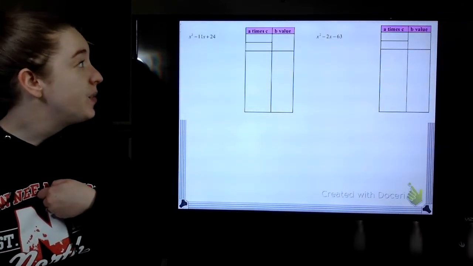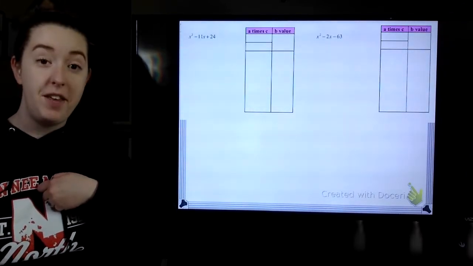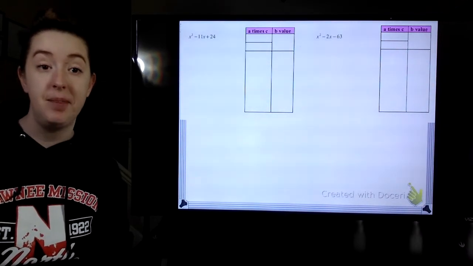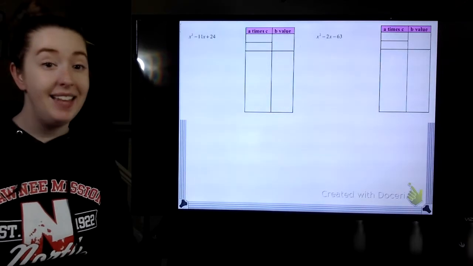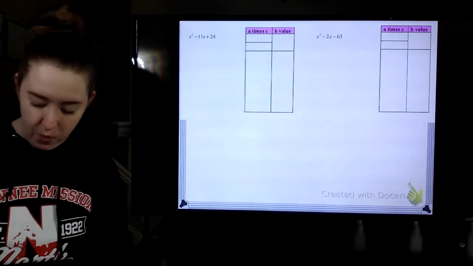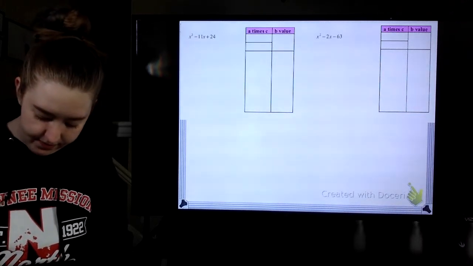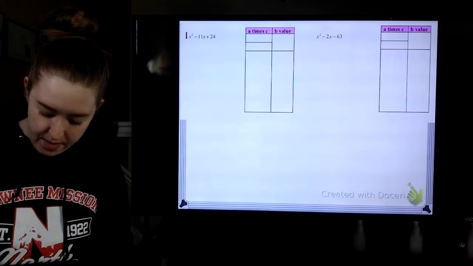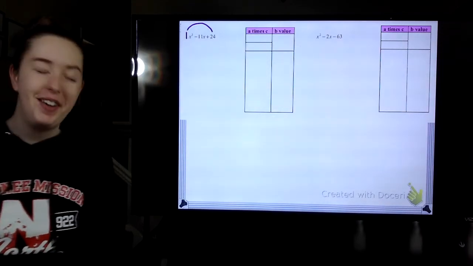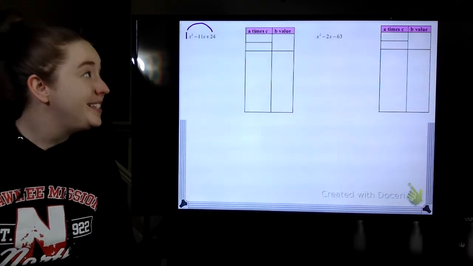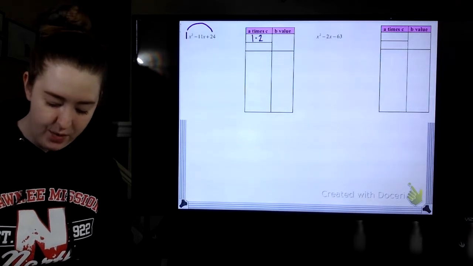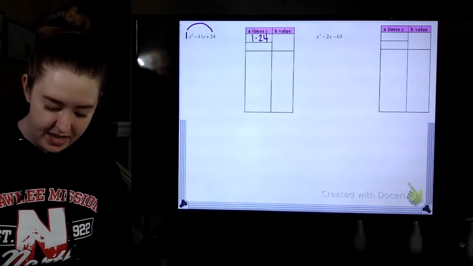We have x squared minus 11x plus 24. The first thing we want to do is multiply a times c. What is a? The number in front of my x squared. There's no number there, so there's actually a 1, right? So I'm going to multiply a times c. I like to make a little rainbow over my trinomial. So 1 times 24 is 24.